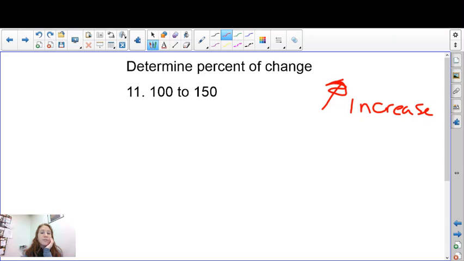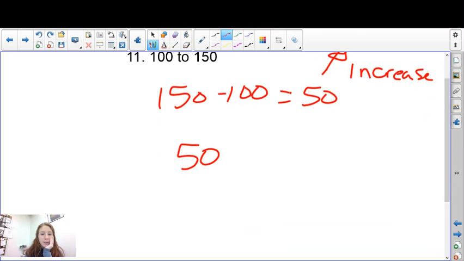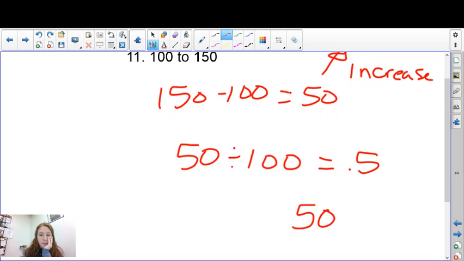So I take the difference between the two of them, which gives me 50. And then I take that 50 and divide by the original number. 50 divided by 100 gives me 0.5. Turn that into a percentage, move it twice. So it should be 50%. And it's an increase, so it is B, 50% increase.